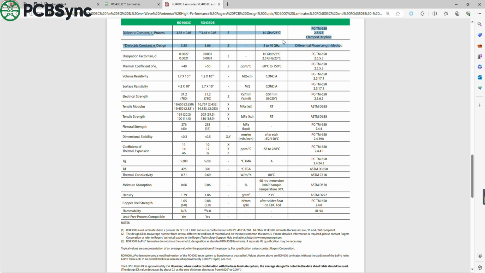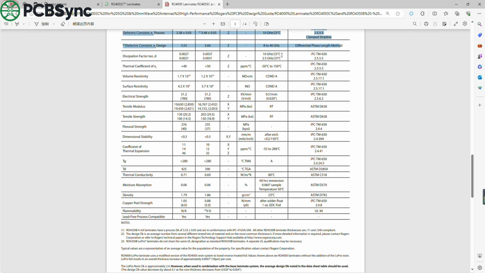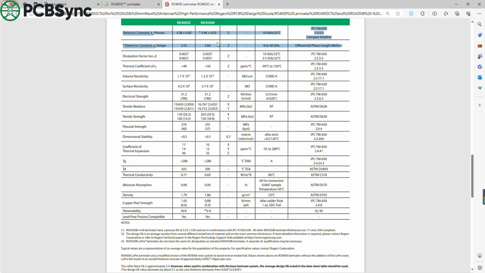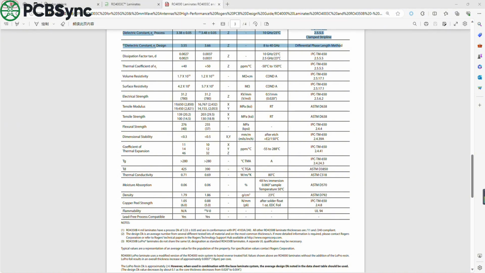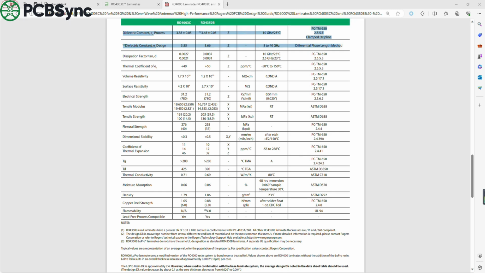These two values serve different purposes. The process dielectric constant is mainly used for material specifications and production control, while the design dielectric constant is more suitable for determining transmission line dimensions, electrical length, and electrical simulation. Therefore, in high-frequency design, you can't just use 3.38 for all impedance and phase calculations.